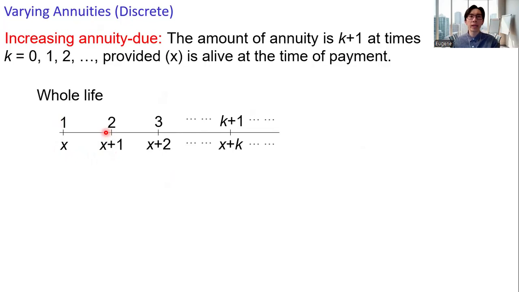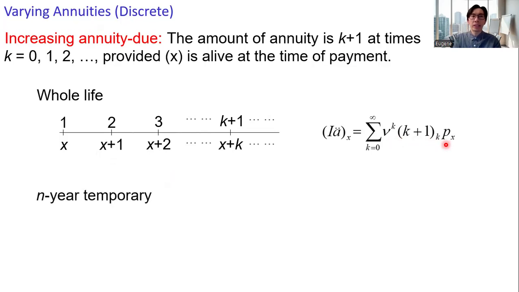The actuarial notation for whole life increasing annuity due, we have IA double dot x, and this equals the summation, the total of the actuarial present value of each individual payment. The payment is k plus 1, and then the present value factor nu to the power k, and the survival probability kpx.